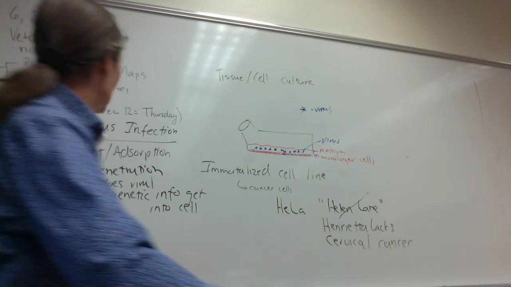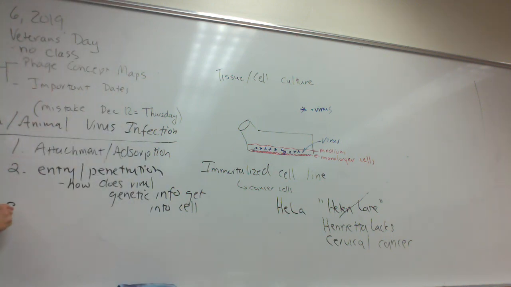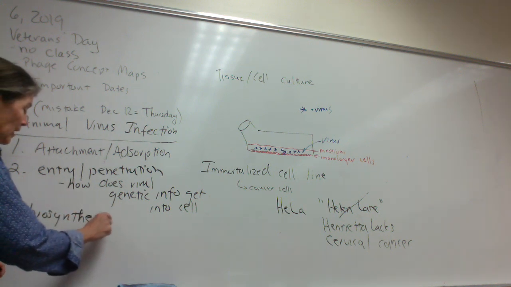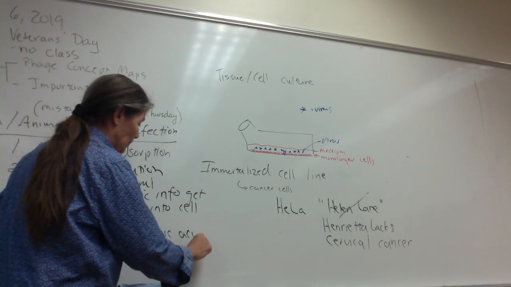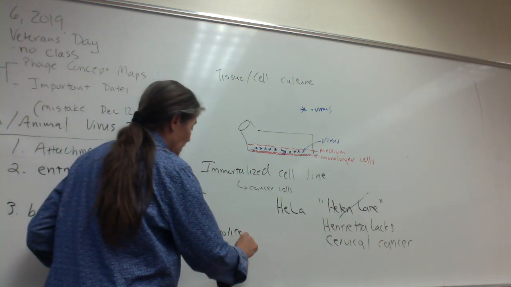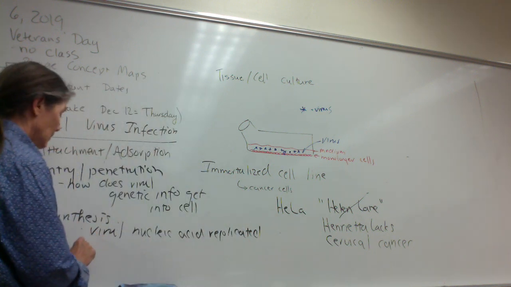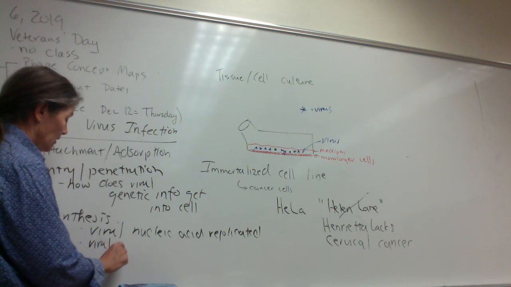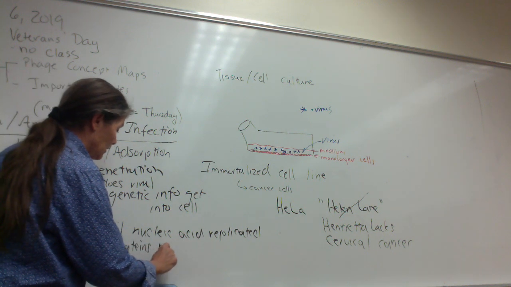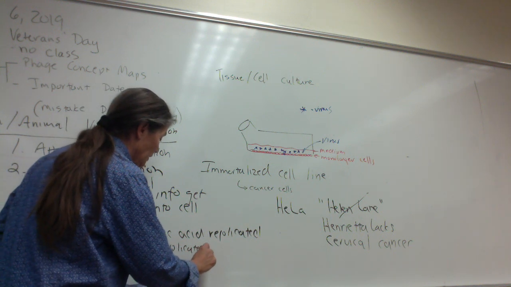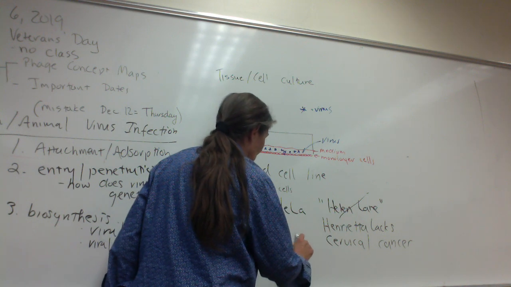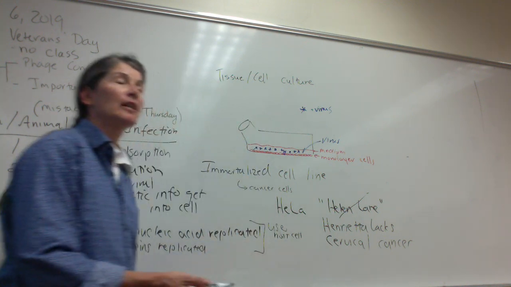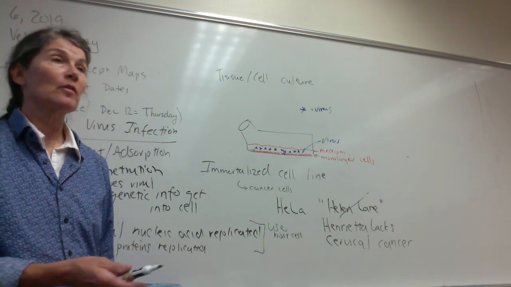And then, folks, so we have entry, penetration, and then we would have biosynthesis. Right? So this is when the viral nucleic acid is replicated and viral proteins are made. And who's going to do all that work? Yeah, the host cell, right? So this is going to be done basically using the host cell biosynthetic machinery. Sometimes using the host cell, maybe DNA polymerase, certainly using the ribosomes of the host, right?